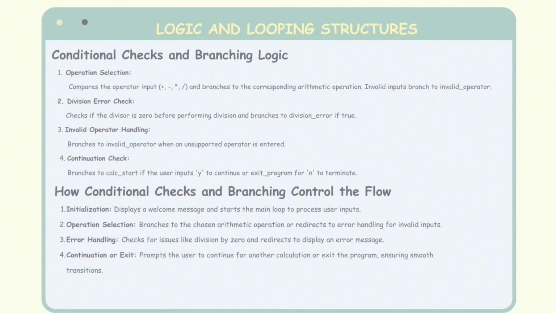Initialization. Displays a welcome message and starts the main loop, calculate start, to process inputs. Operation selection. Branches to the chosen arithmetic operation or handles invalid operators. Error handling. Redirects to handle errors like invalid inputs or division by 0. Continuation or exit. After each calculation, it asks the user to continue or exit the program. This structure ensures smooth transitions and reliable program execution.